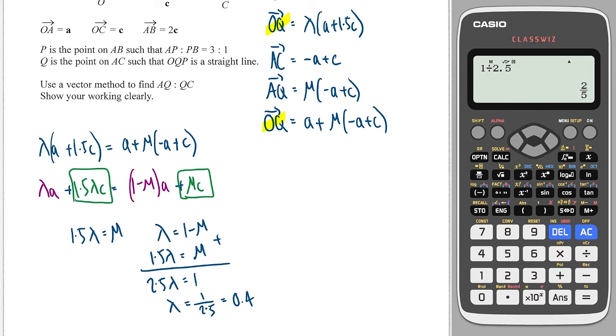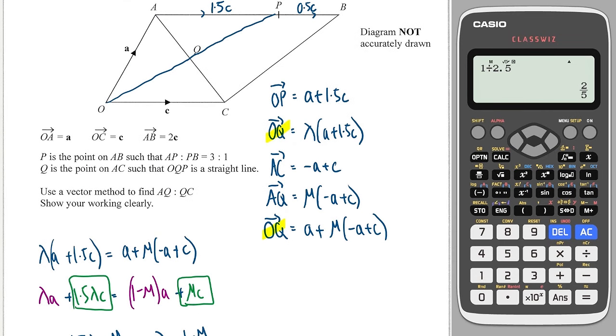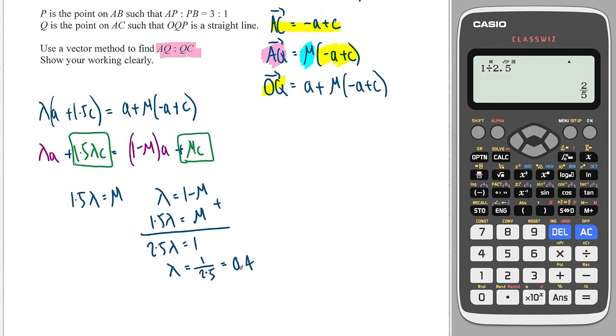Okay, great. And now what are we actually after? We are after the ratio of AQ to QC. Well, great, we already worked out that AQ was some fraction of AC. So we just need to work out what mu is. We've got lambda, so let's just find out what mu is.